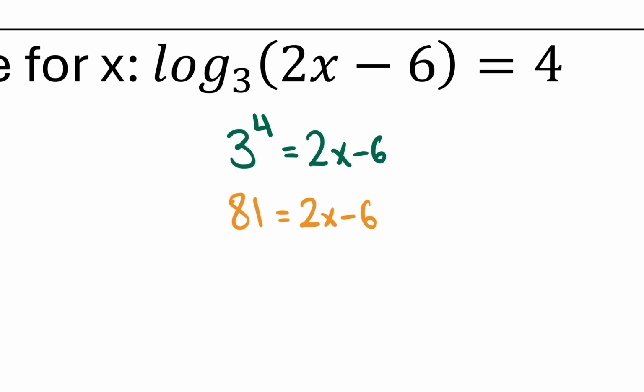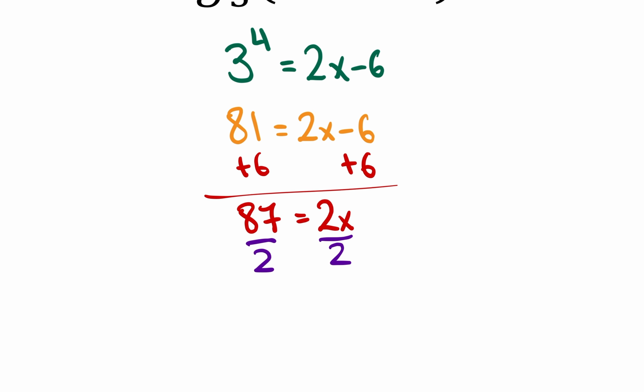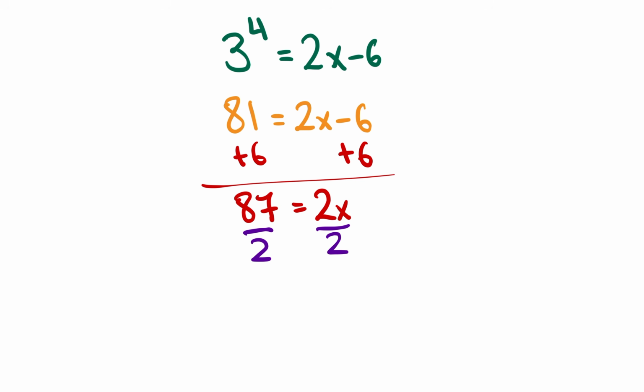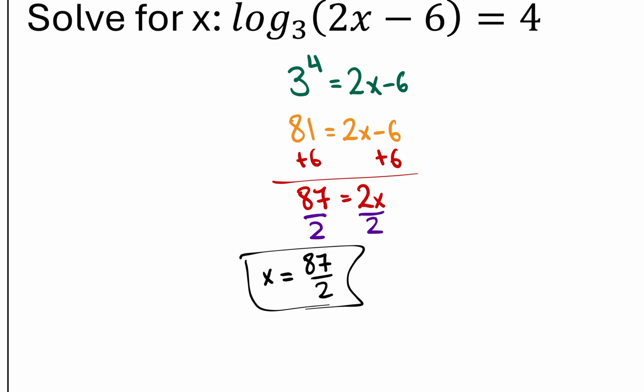I will then add 6 on both sides. This will leave me with positive 87 is equal to 2x. I will then divide both sides by 2. So I divide this side by 2, this side by 2. And this will leave me with a final solution of 87 divided by 2 as my final solution. We cannot simplify this any further, so leave it in that format.